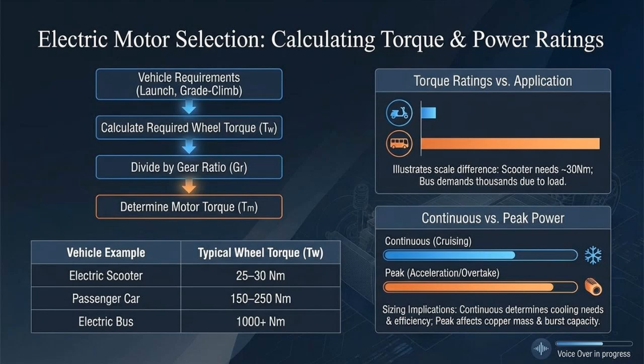Peak power and continuous power ratings must be selected carefully. Peak power handles short bursts like overtaking, while continuous power determines cruising ability. Motor cooling, air or liquid cooled, also affects these ratings. Weight and packaging constraints influence motor diameter and length. The placement, front axle, rear axle, or in-wheel, affects motor geometry as well.